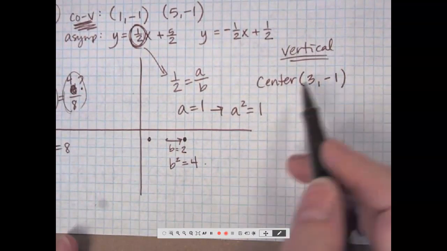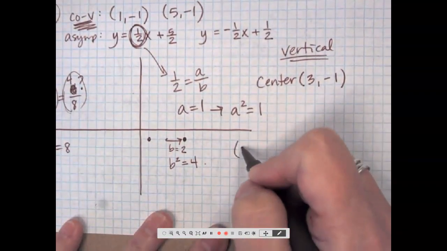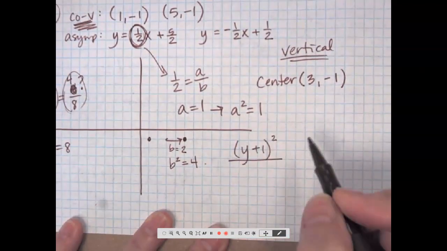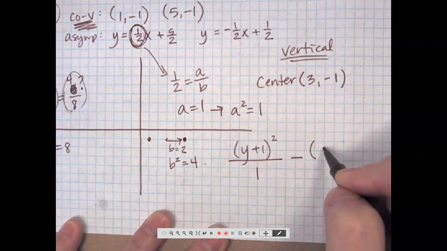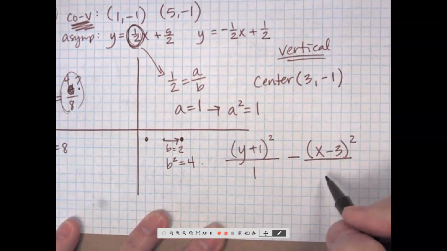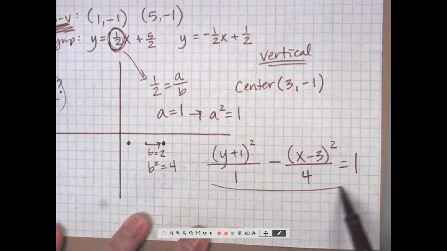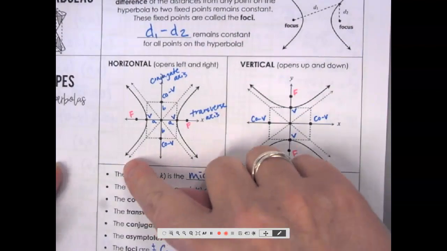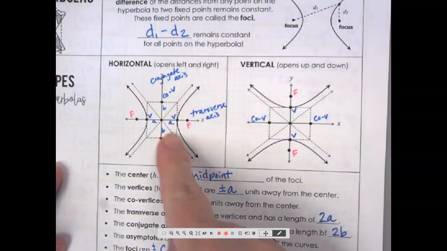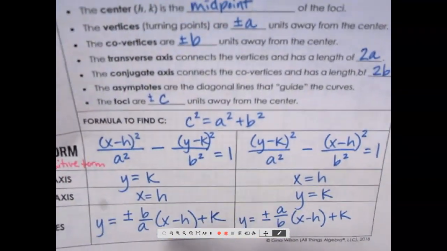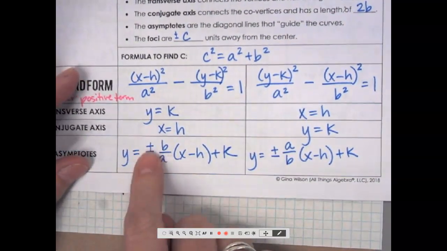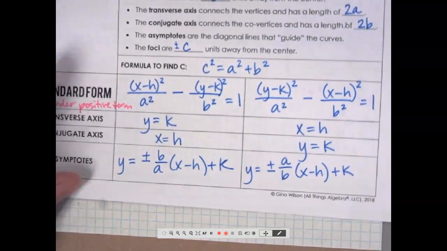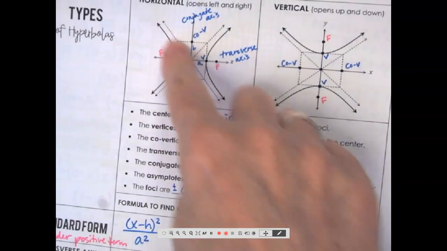Okay, so I think we have everything, don't we? We have the center, the A, and the B, and we knew it was vertical, so Y is coming first over A squared. X comes next over B squared equals 1. Yes. Negative 1/2. Okay, because remember when we draw the asymptotes, there's one going this direction with a positive slope and one going this direction with a negative slope. So is the negative only matter? No, so to get both of them, we just say there's a slope of B over A or A over B, but one is positive, one is negative, just to get both slanted lines there.